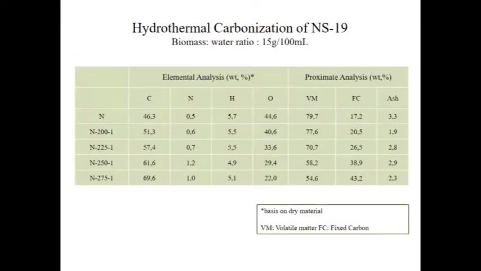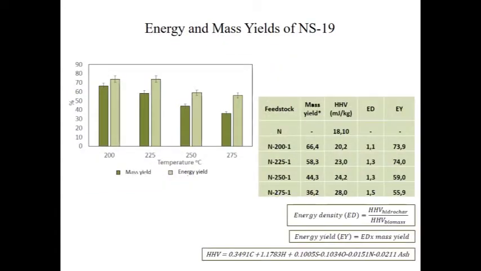On the other hand, the yield of digestate-derived hydrochar was found to be higher than that of the corresponding biomass. As we can see here, for Narlısaray 19, carbon and fixed carbon contents of hydrochar increased with increasing temperature, while volatile matter decreased. Energy yields decreased with increasing temperature due to low mass yield at higher temperature.